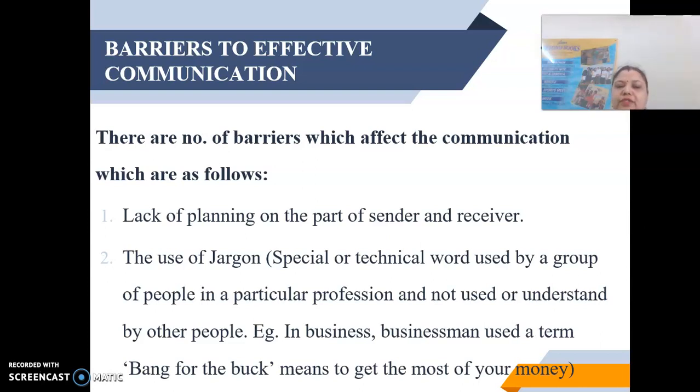The use of jargon. What are jargons? These are the special or technical words used by a group of people in a particular profession and not used or understood by other people. For example, in business, businessmen use a term, bang for the buck. It means to get the most of your money, but it is a term used by businessmen, not general people. If we use such vocabulary, it creates problems for others to understand, as it is not general.